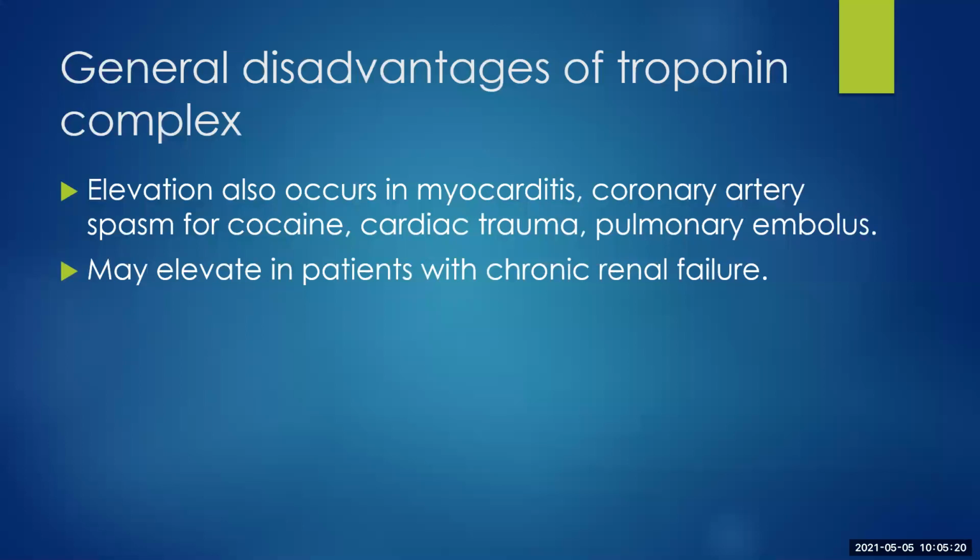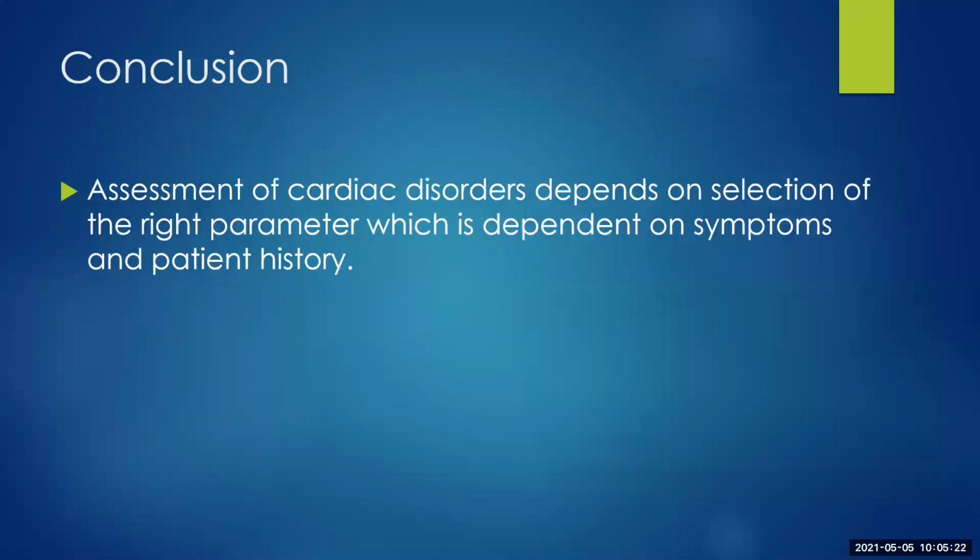Finally, to the conclusion. What can we conclude? Assessment of cardiac disorder depends on selection of the right parameter. We have seen so many parameters here. The selection of the right parameter is also dependent on considering the symptoms exhibited by the patient and his history. We simply cannot base it just on the clinical side. We also have to focus on the history and the clinical presentation of the patient.